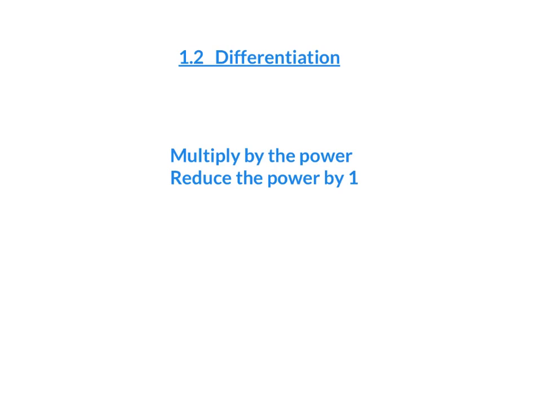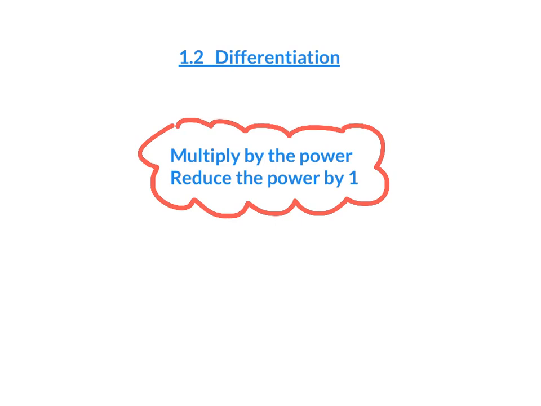Okay, on the first lesson we looked at the basic rules for differentiation, and we said that we would multiply by the power and reduce the power by 1. Now sometimes the functions don't come to us in a nice form like that, and we need to make sure that they are in a form that we can multiply by the power and reduce the power by 1. And we do that by using our knowledge of indice rules. So we're just going to do a quick recap of the indice rules that we learned last year.